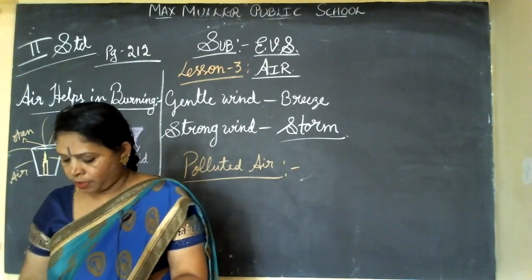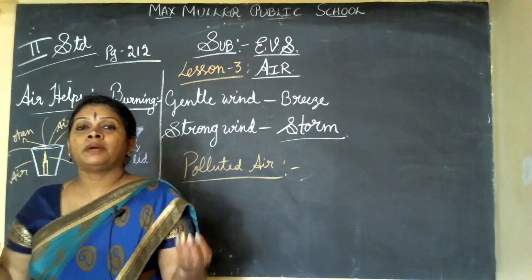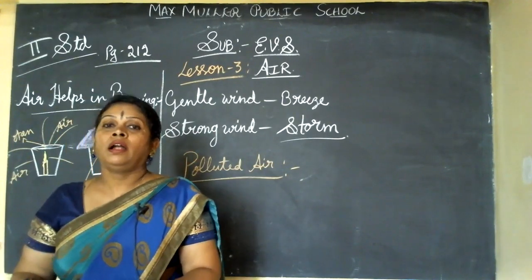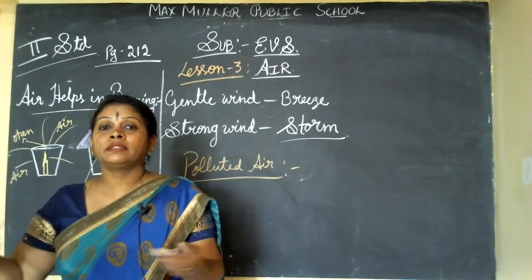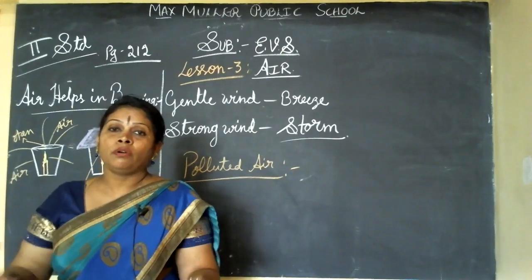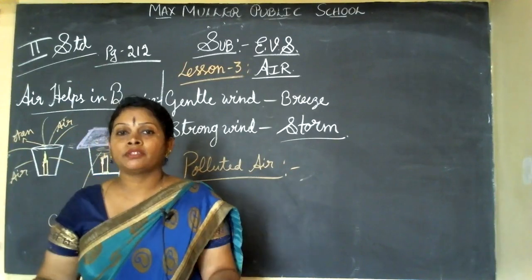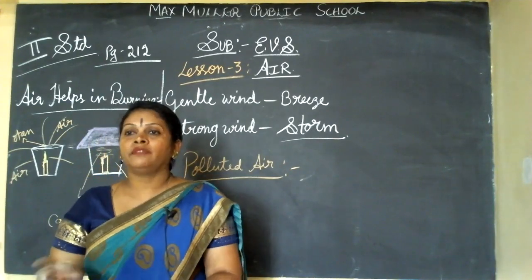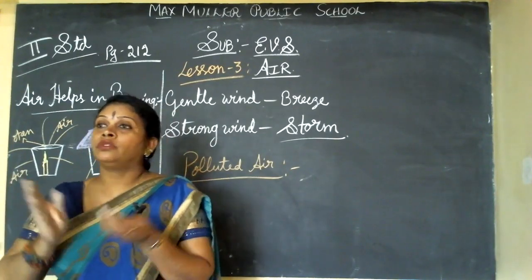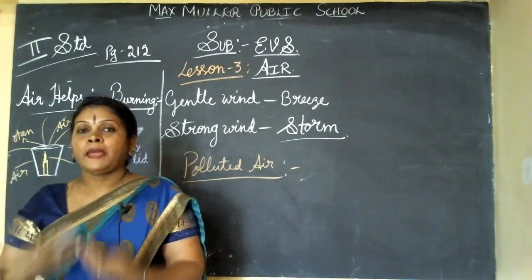So what is called polluted air? The tiny dust particles, the smoke and the gases released from the factories, all these things mix in the air environment, and that air is called polluted air, which is not clean, which is not good for our health to breathe.